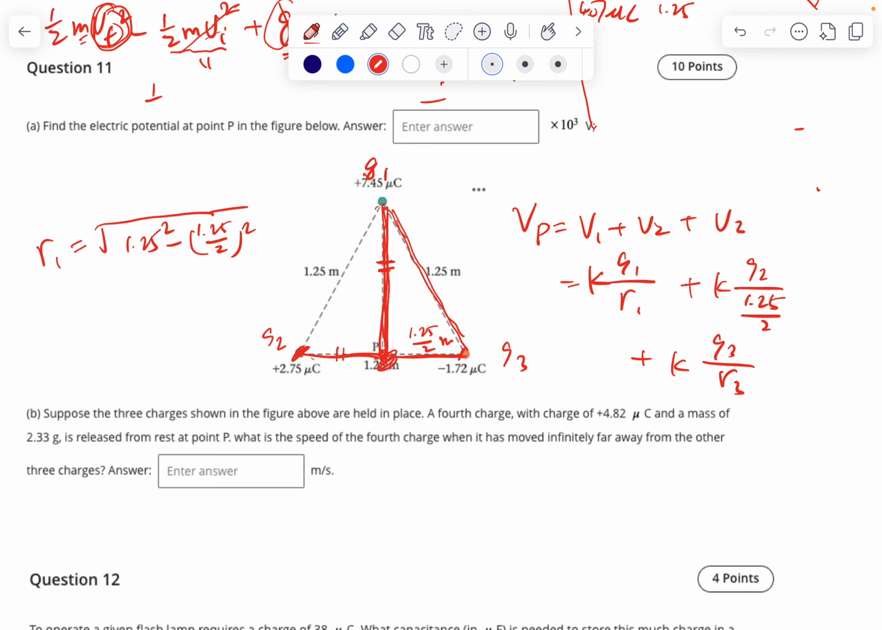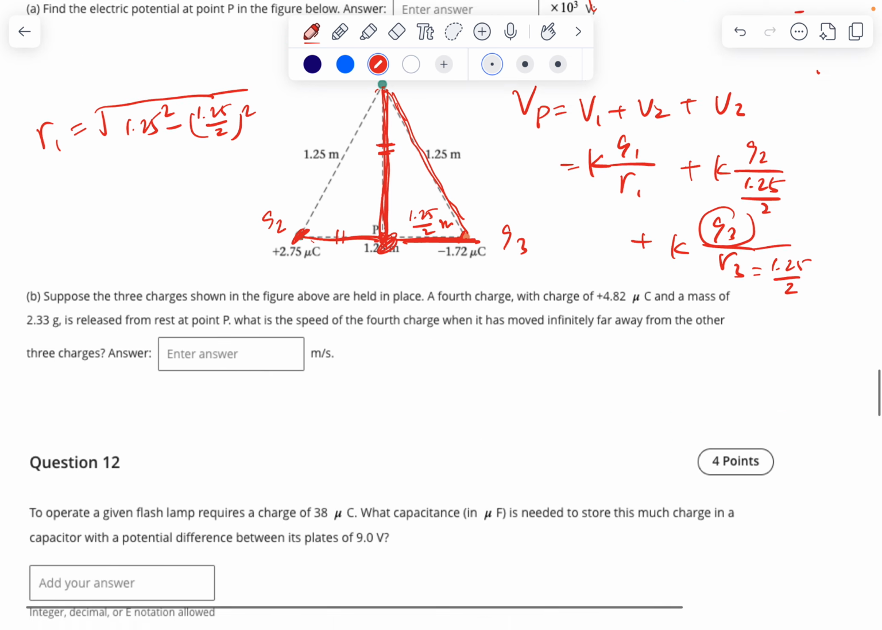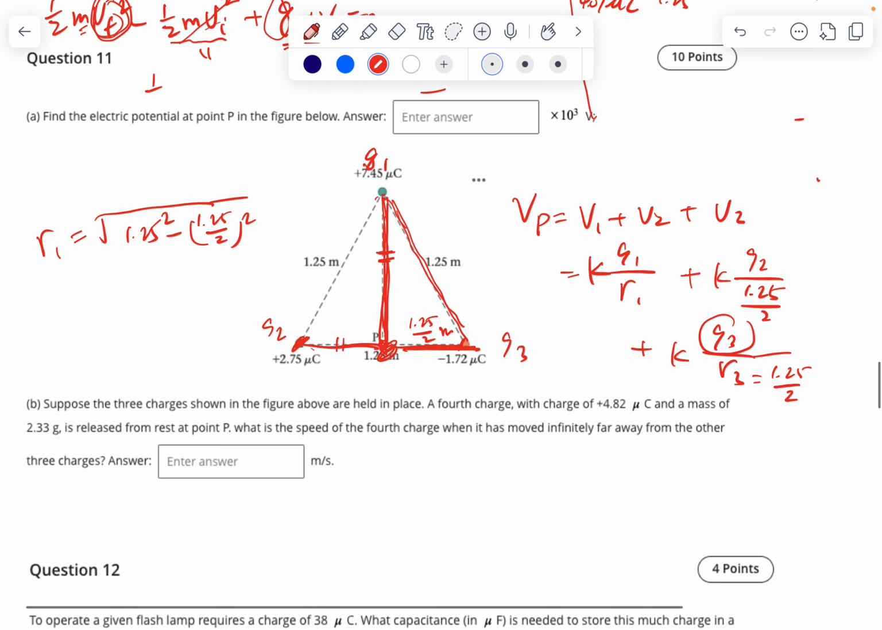R3 is, you see this is P, another same distance, so it equals 1.25 divided by 2. This is R3. And remember, Q3 is negative, so you need to put a negative sign here. Whatever you get, that is it. That is your first question.